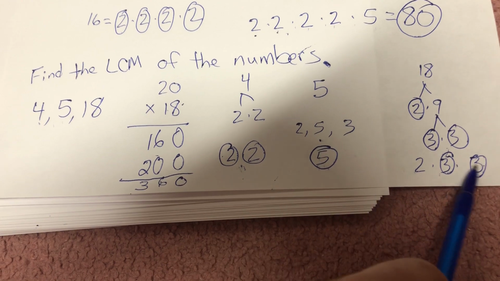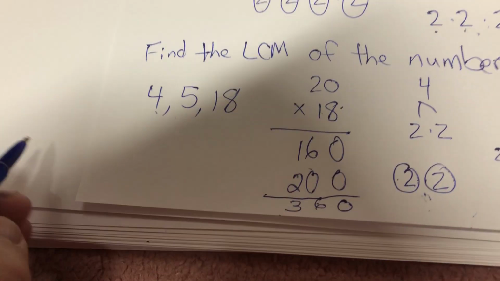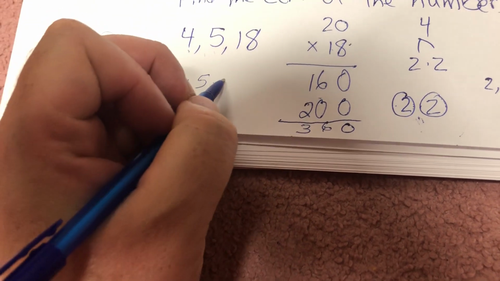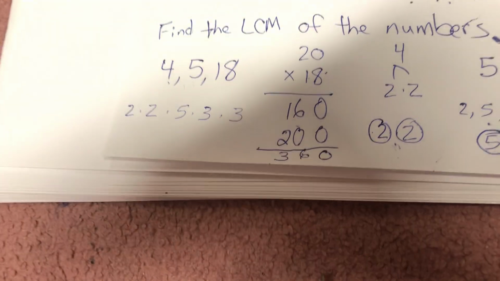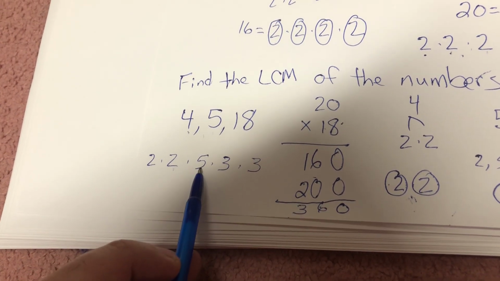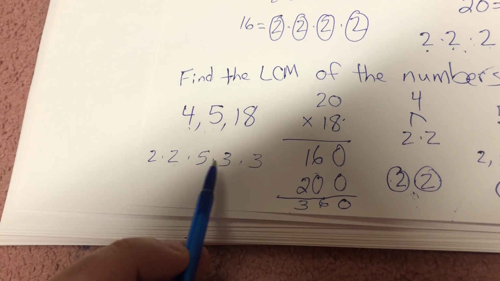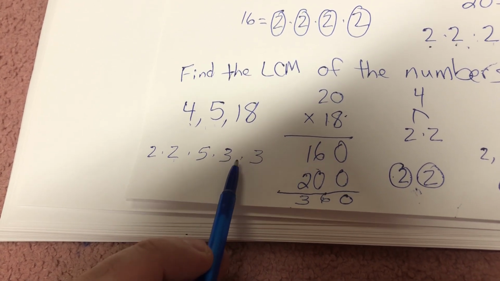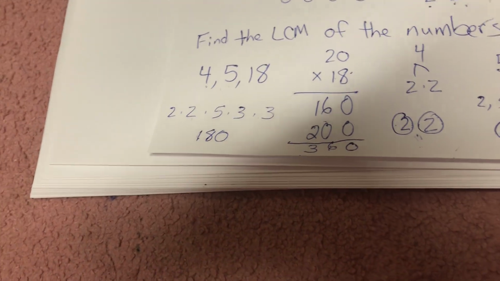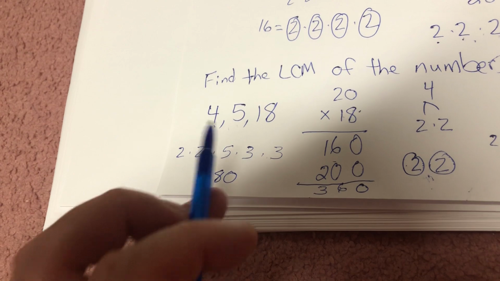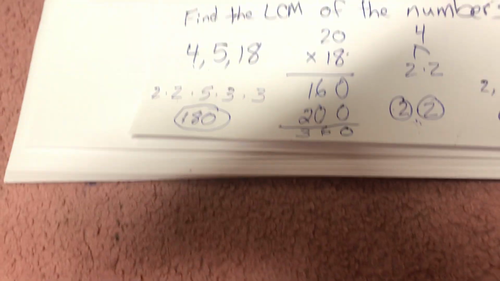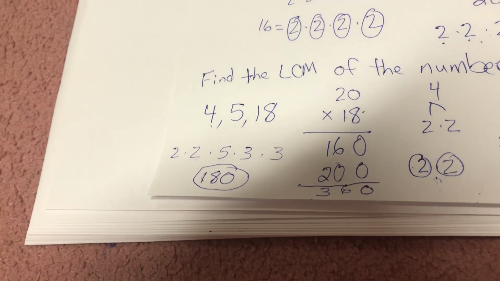All the numbers that I've circled now become part of my problem. So I'm going to come over here. 2 times 2 times 5 times 3 times 3. Well, 2 times 2 is 4. 4 times 5 is 20. 20 times 3 is 60. 60 times 3 is 180. The least common multiple of 4, 5, and 18 is 180. Much easier way to do it.